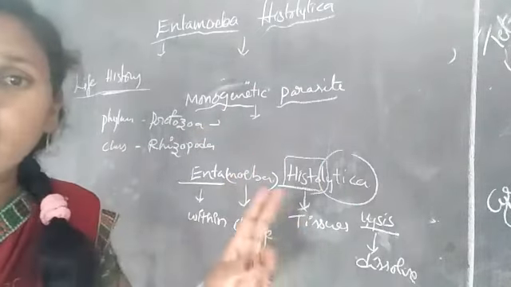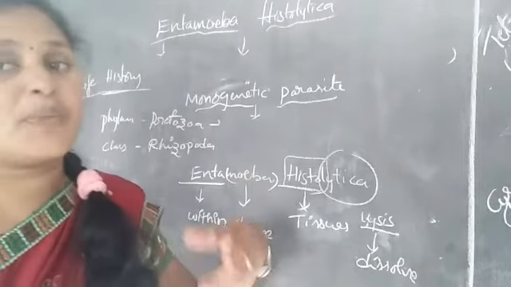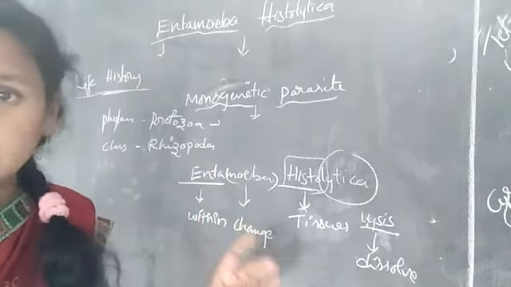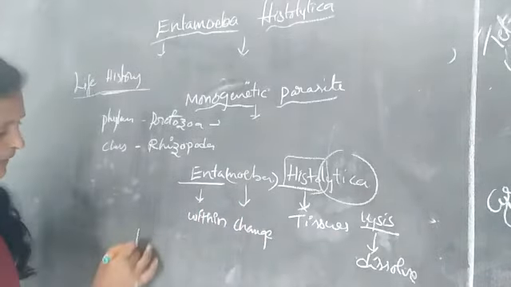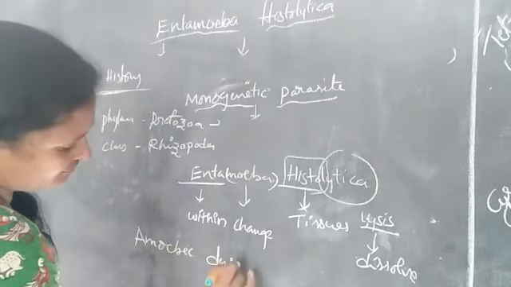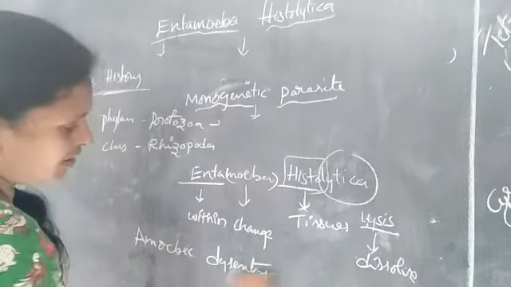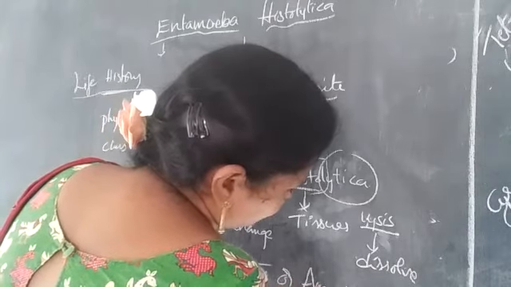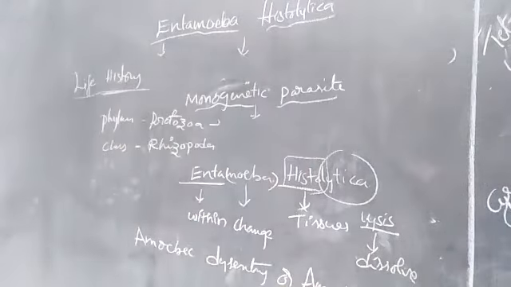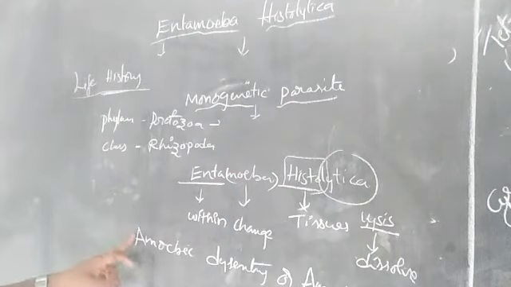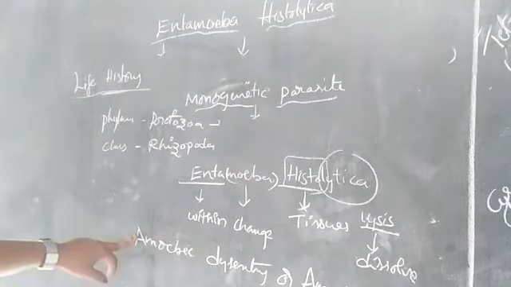But the disorder Entamoeba histolytica causes is amoebic dysentery or amoebiosis, with symptoms like mucus motions, blood motions and watery motions also. So the disorder it causes is amoebic dysentery or amoebiosis.